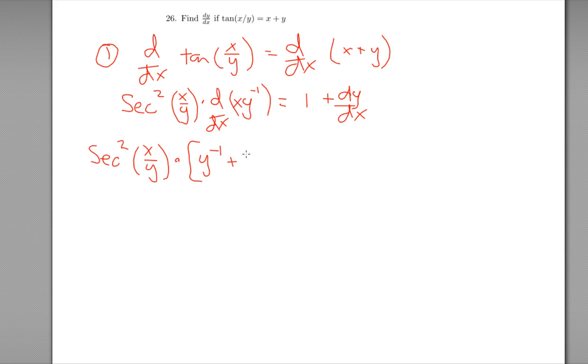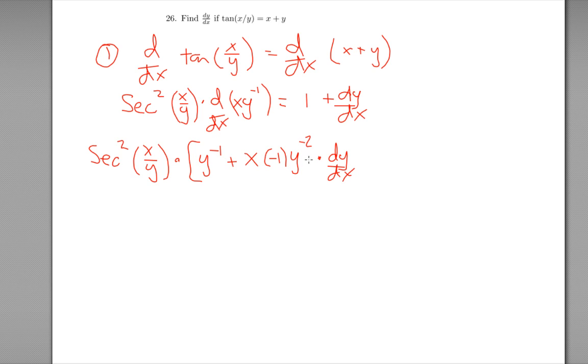Plus, let's leave the first one alone, x, and now let's take the derivative of this. So we need to take the derivative of y. We take the derivative of y with respect to y, so we get negative 1, y to the negative 2. So that's the derivative of the quote-unquote outside function. Then we need to multiply by dy by dx.